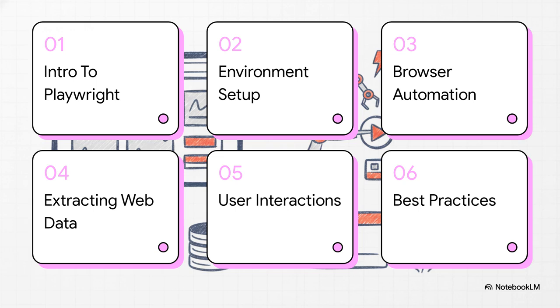So here's our progressive zero-to-hero journey for today. First, an intro to Playwright. Second, getting the environment set up. Third, basic browser automation. Fourth, extracting web data. Fifth, simulating user interactions. And finally, number 6, we'll cover scraping best practices.